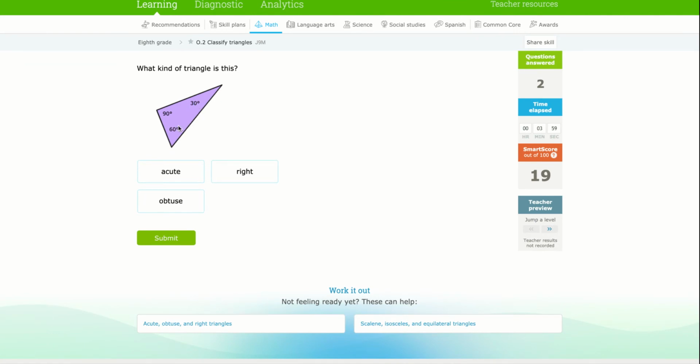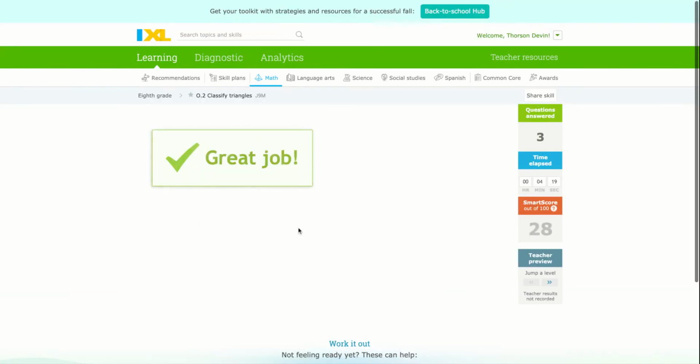What kind of triangle is this? You'll notice there's a 30, 60, and a 90-degree angle. We have an acute, a right, or an obtuse. Now, acute triangles, all three angles must be less than 90. Obtuse, we must have one angle, only one, that's larger than 90. A right triangle always has a 90-degree angle. So this is a right triangle because it has that 90-degree angle.